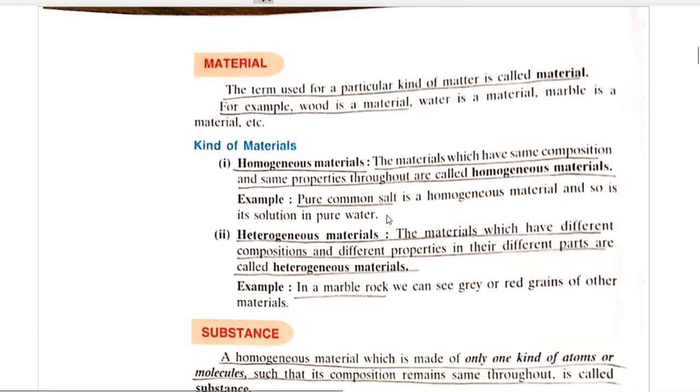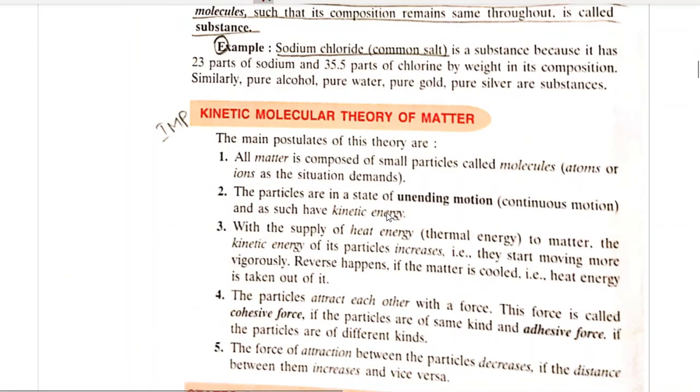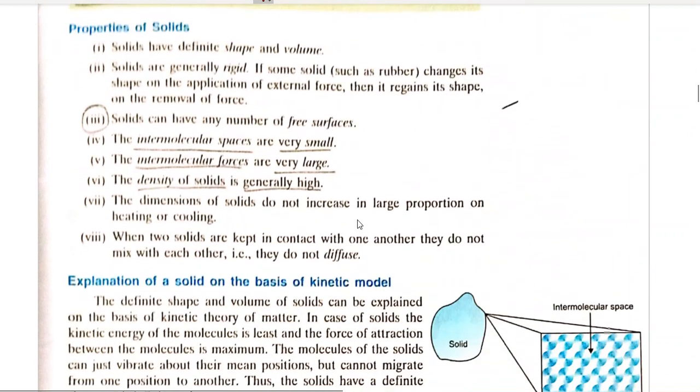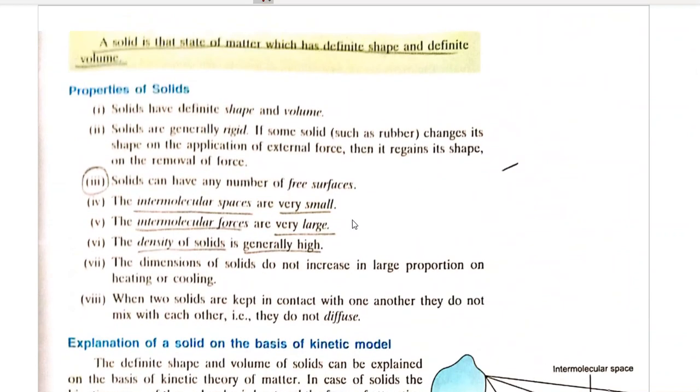There are three states of matter: solid, liquid and gas. So what are the properties of solid? It has definite shape and volume. Solids are generally rigid. If it is elastic like rubber, then on application of force it will change its shape. On removal of force it will regain its original shape.